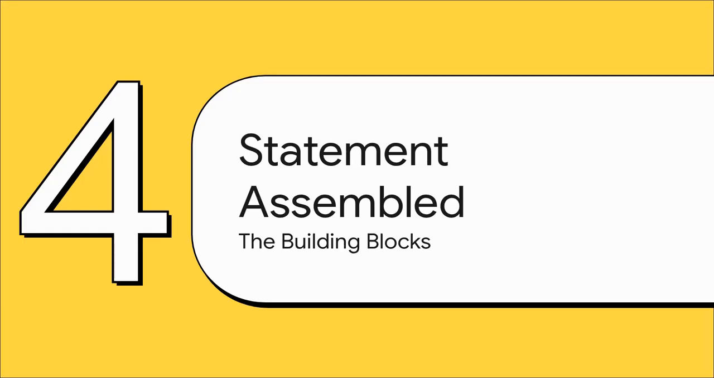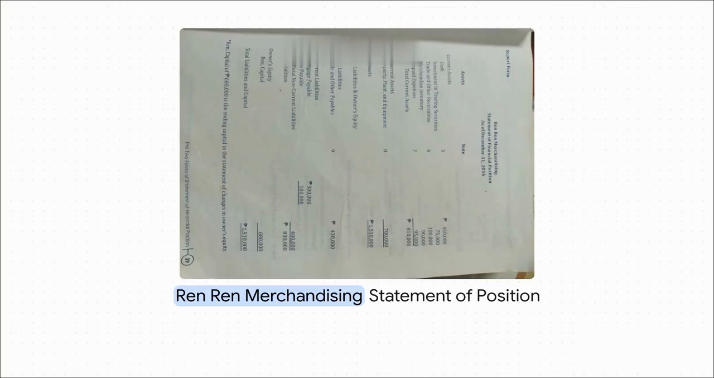All right, section 4, the statement assembled. Let's put these building blocks together. And here is the final X-ray. It's a beautiful, organized list clearly separating Renren Merchandising's liquid assets against its pressing debts. As you'll see, the current assets are clustered at the top left, the non-current assets are right below them, and the corresponding current and non-current liabilities are neatly stacked on the right side, sitting just above the owner's equity. It really is a perfect visual representation of the entire equation we've been discussing.